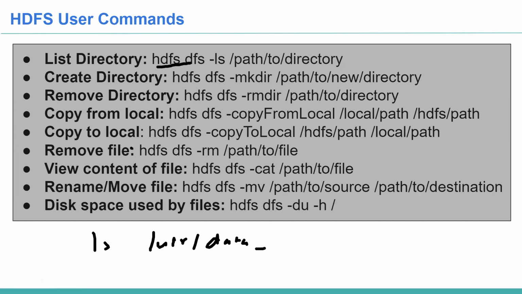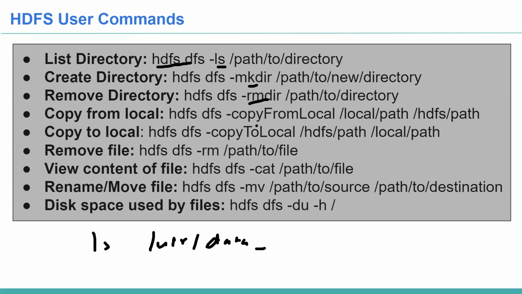Similar to this, if we have to list the directories in SDFS, we use the command sdfs dfs -ls and the path to the directory. So if I want to know what all files are present in the transaction directory, we will say sdfs dfs -ls and the complete path to the transaction data. Similarly, if you want to create a directory, we can use mkdir. If you want to remove a directory, we can use rmdir.